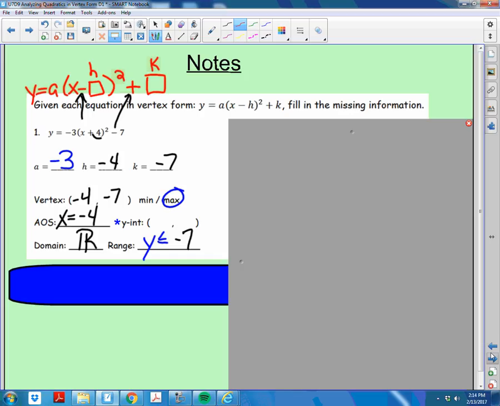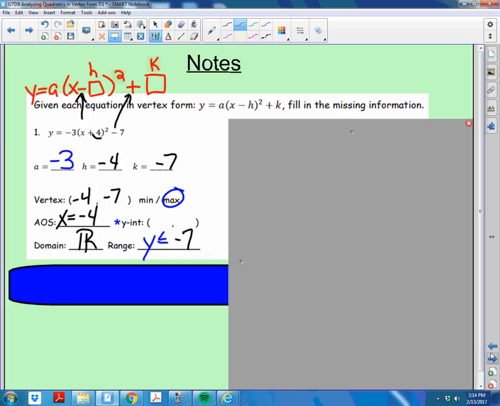Now, when I was talking to you about the vertex form, how did I tell you can get the y-intercept from the vertex form? I didn't, because you really can't just get it. It's not something that's just sitting there. But now let me ask you a question. How do you find a y-intercept from a table?